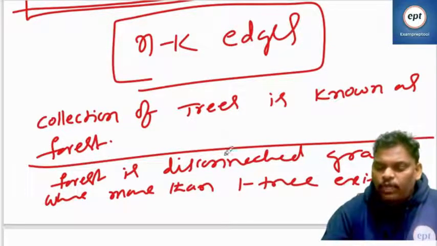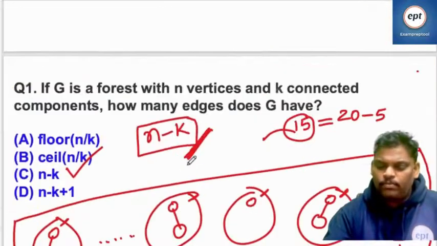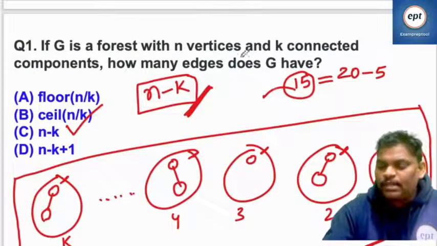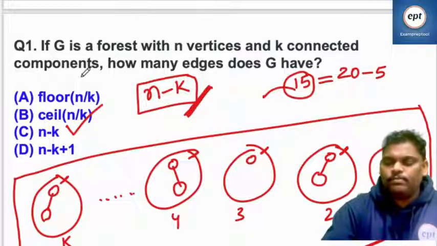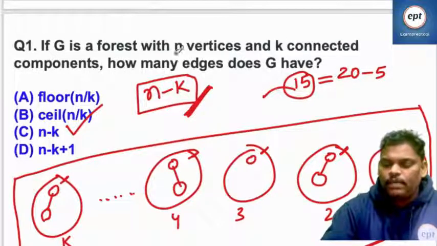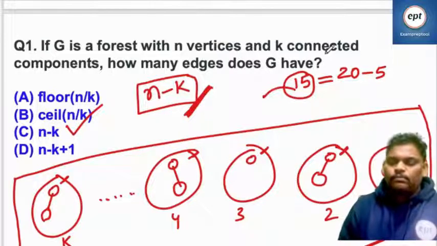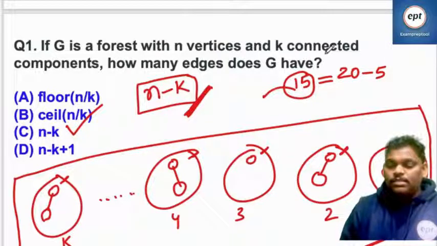Please let me know if anyone has any small doubt. G is a forest with n vertices and k connected components. How many edges does G have?